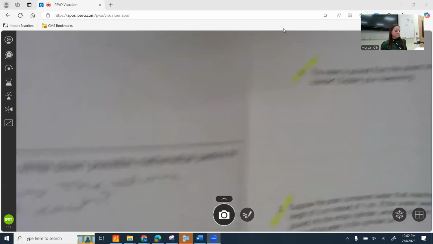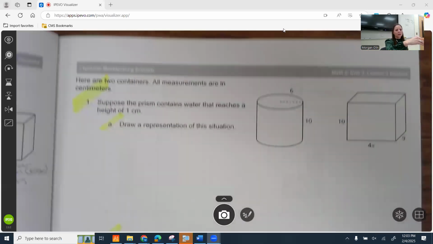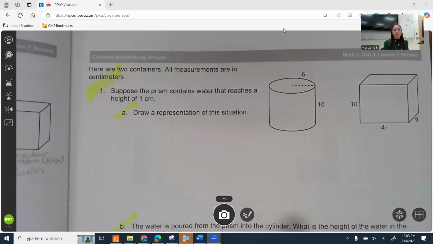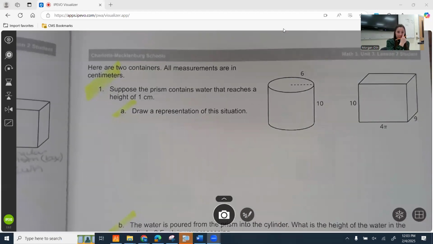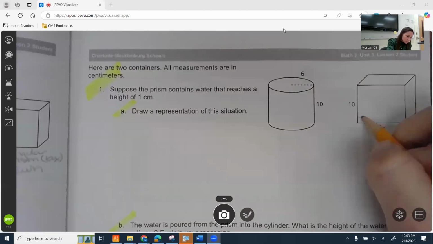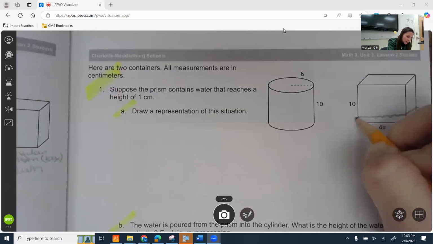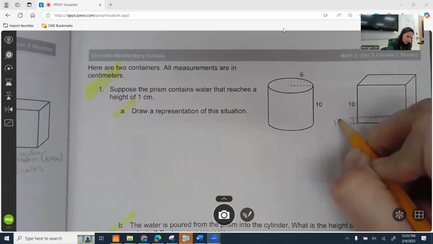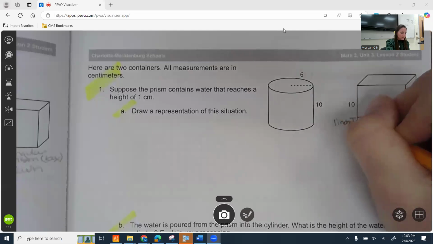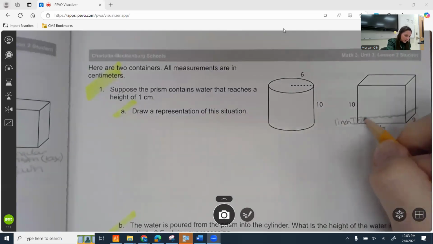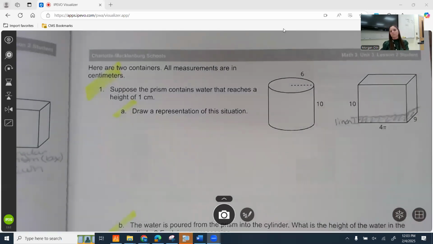All right. So here we go. Here are 2 containers, all measures. These are the same containers that we were just talking about. All right. Suppose the prism contains water that reaches a height of 1 centimeters. Okay. So here we're changing it. We poured water into here. Okay. So we poured water, and this water is only 1 inch tall. All right. So we're talking about this water right here. Okay. So we're not talking about the whole thing.